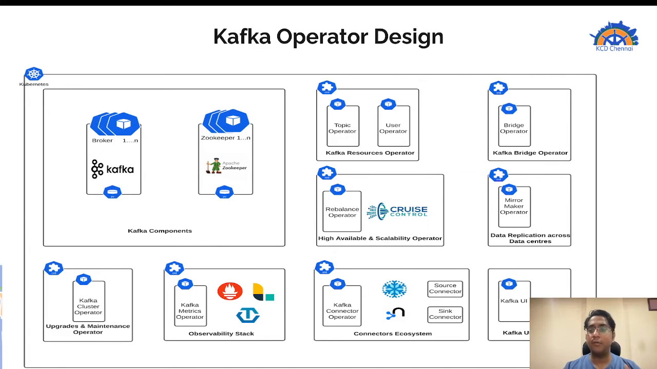Kafka Mirror Maker gives you the disaster recovery solution for your complete Kafka system. Currently, the more prevalent and used one is Kafka Mirror Maker 2, which uses the Kafka Connect design pattern to do this complete disaster recovery. It also supports active-active. It also supports active-passive, both ways.